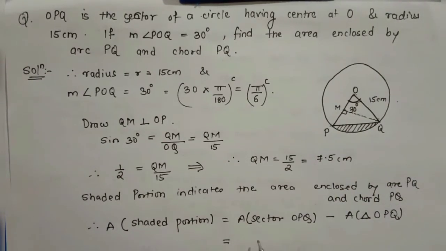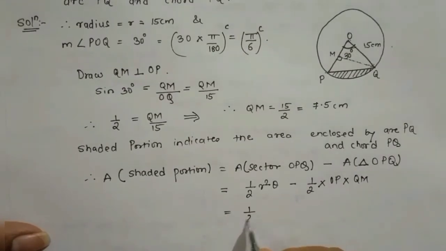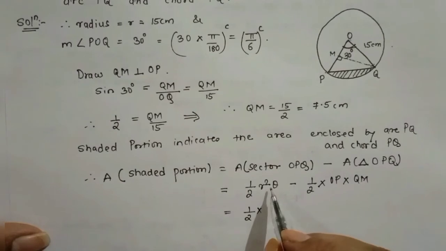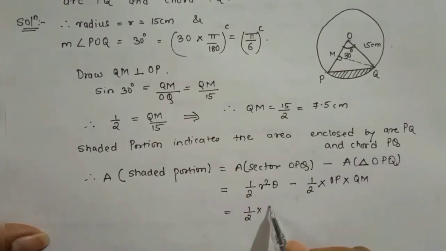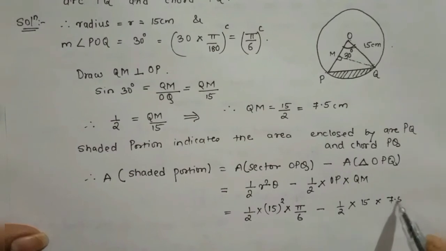ओके, so area of sector का फॉर्मूला हम सबको पता है, that is half r square theta minus area of triangle is half into base into height ना. So here half into base is nothing but this OP, हम लोग का रेडियस ही है, तो उसका वैल्यू है, और हाइट अभी हम लोग ने ढूंढ लिया है, that is QM. ओके, so let's substitute the value. So that is half. ओके, radius is nothing but it is 15 ना, so 15 square, theta is pi by 6, half OP is a radius, that is 15 into QM is 7.5 centimeter. ओके, 7.5, बस हमें यूनिट नहीं लिखना है यहाँ पे.